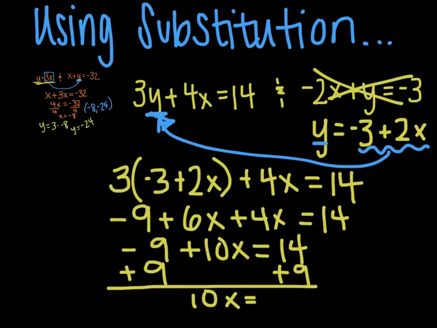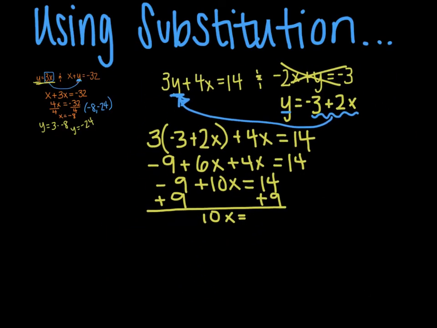I'm going to run out of space here. Let's make that a little smaller. 23 divided by 10. X equals 2.3. And then we have to substitute it in.